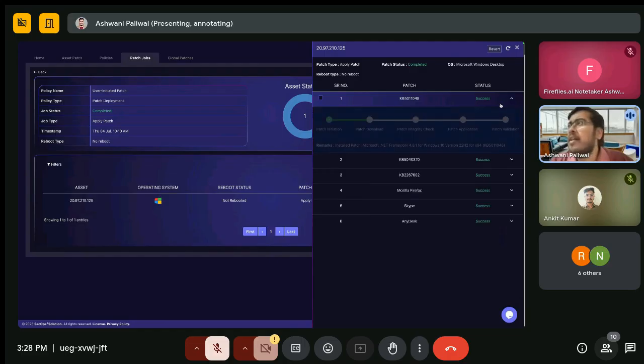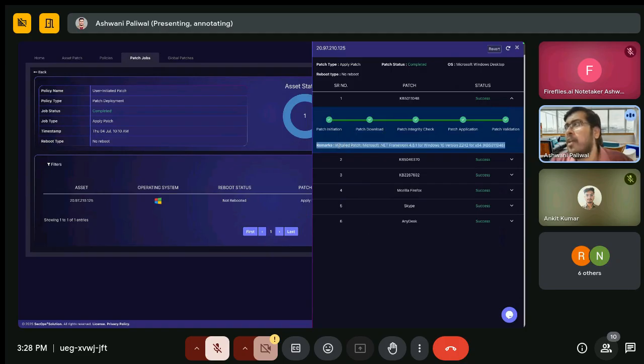Once all the patches are deployed, for each stage, did the patch go through or did it not go through? Did it fail? If it went well, you get a remark here. If, let's say, the patch failed at the validation stage or integrity check. The integrity check here is very important, where we check whether the patch that is downloaded was downloaded from the original vendor and is the actual file, and we haven't downloaded any wrong file by mistake. So it checks for all of those stages and then deploys the patch.